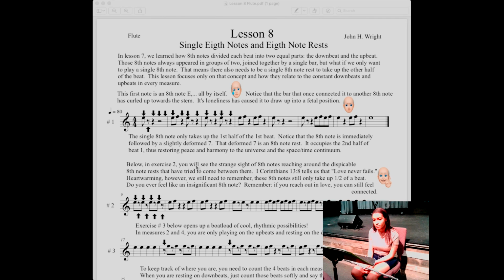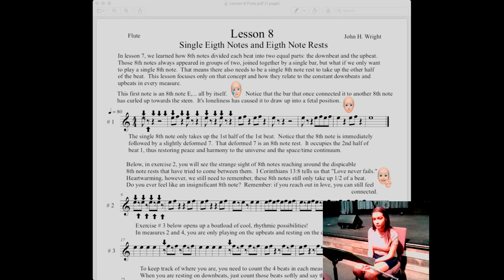Below in exercise 2, you'll see the strange sight of eighth notes reaching around the despicable eighth note rest that has tried to come between them. Right here in number 2, you've got an eighth note and another eighth note. They're joined together by that bar, but there's an eighth note rest stuck in between. Sometimes you'll see it written this way, with just a little curled up bar, which in music notation is called a flag. Sometimes it's this way up here, and sometimes down here, the way you see it in number 2.